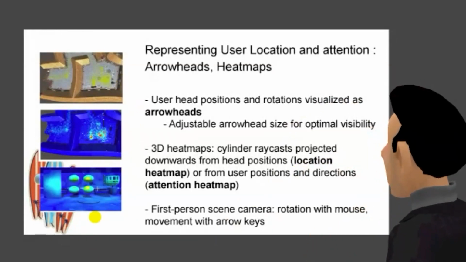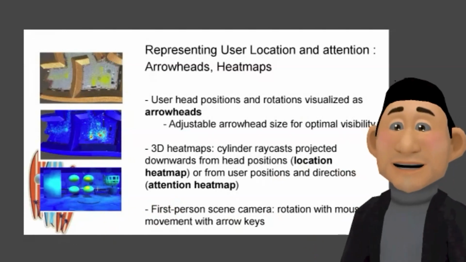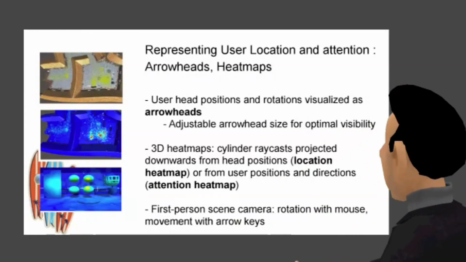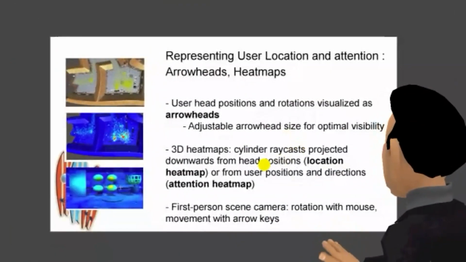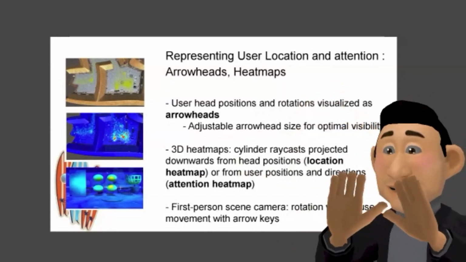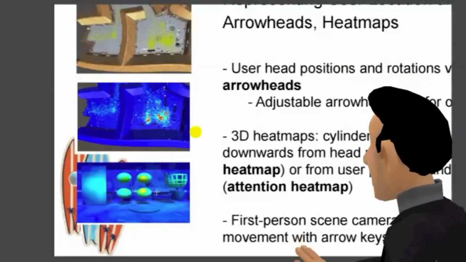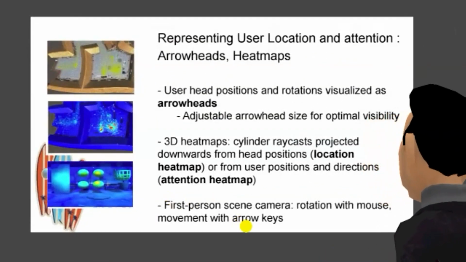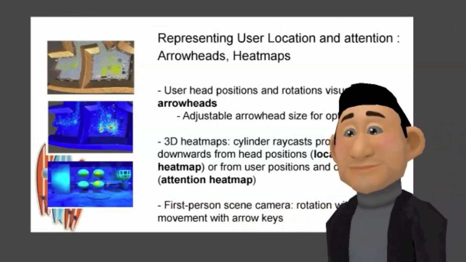And I also used two 3D heat maps. For the 3D heat maps, I used a cylinder radius projected downward from head positions like this to produce a location heat map like this one. Then I also used a cylinder radius from user positions and directions. That means starting from here and projecting this way, like that, to produce an attention heat map like this. And the app also has a first-person scene camera, which rotates with the mouse and moves with the arrow keys on the keyboard.